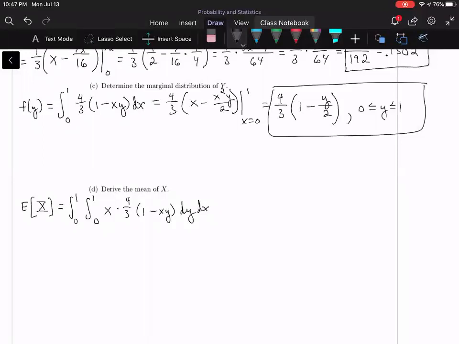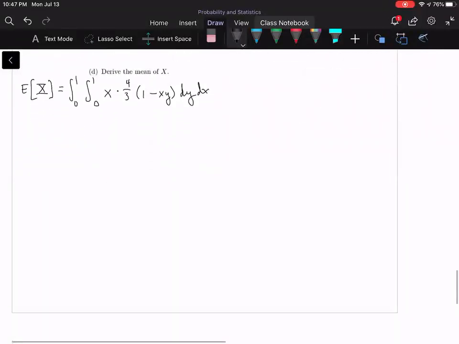For part D, again, you could actually integrate x first, then y. The order doesn't matter here because the limits of integration aren't dependent on the other variable. But I'll just stick with the order that I wrote it in. So I'm going to integrate y first, which inside is going to give us 4/3 x y minus x y squared over 2, where y is being evaluated from 0 to 1.